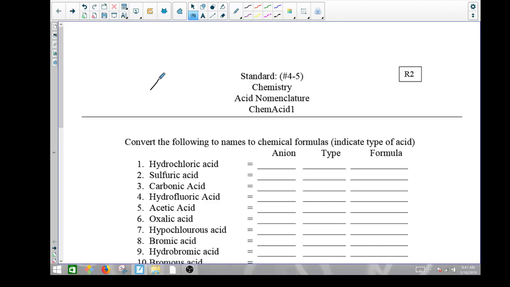Good afternoon, this is Schweitzer, and this is a little informational video on just getting started writing out some names for acids. This is a workbook page.